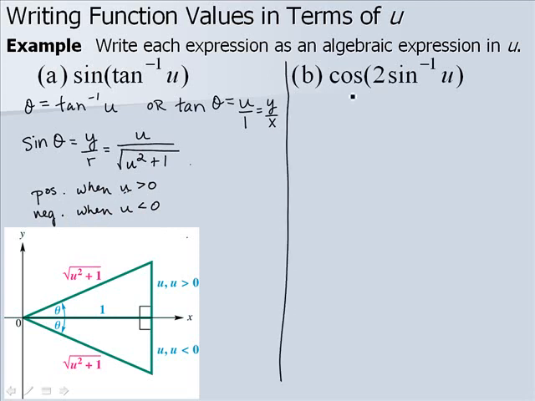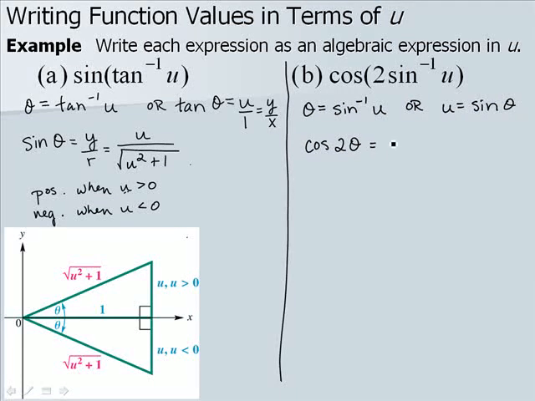In this next example, we want to find the cosine of 2 sine inverse of u. So I'm going to let theta be equal to simply the sine inverse of u, so then we'll have the cosine of 2 theta, which means we'll need to use one of our double number identities. So this first part means that u is equal to the sine of theta.